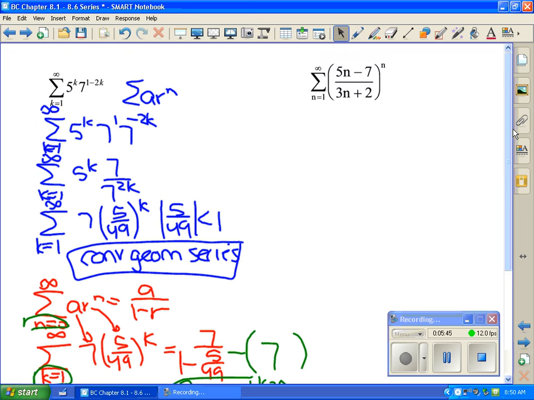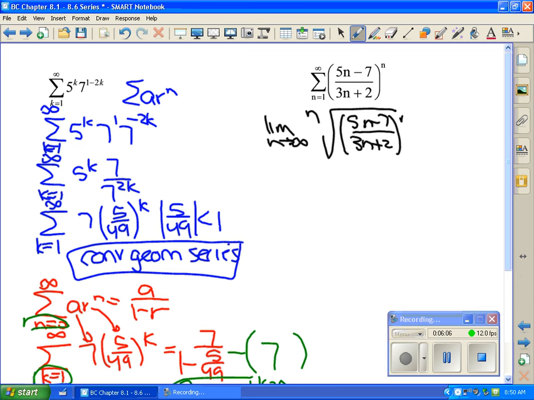Now, over here on the right, I have something that looks like it's in a kind of geometric form, but it's not a number to the n. So if you have something like an expression to the n, you want to use your root test instead. And the root test says you take the limit as n approaches infinity of the nth root of this quantity, 5n minus 7 over 3n plus 2, all raised to the n.